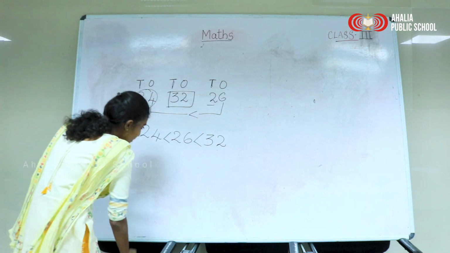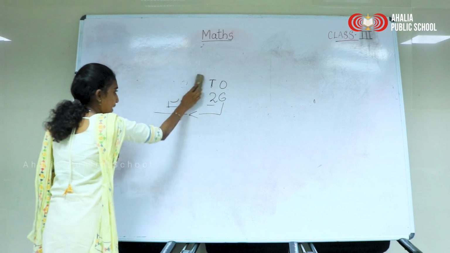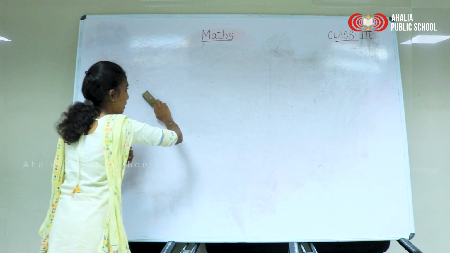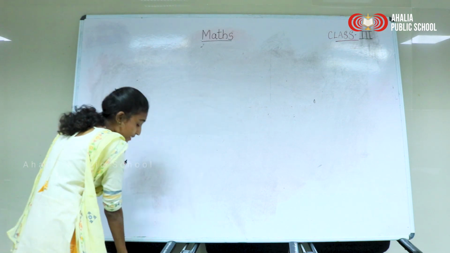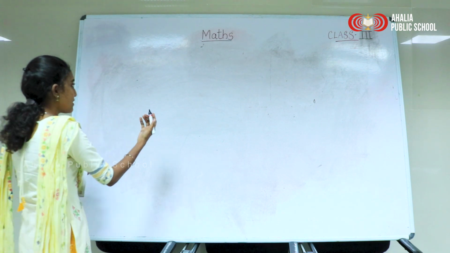Okay, so this is in the case of 2-digit numbers. Okay, so in our textbooks we have 4-digit numbers. That is, in this year of 3rd standard we have to learn about 4-digit numbers. So let us have a look.